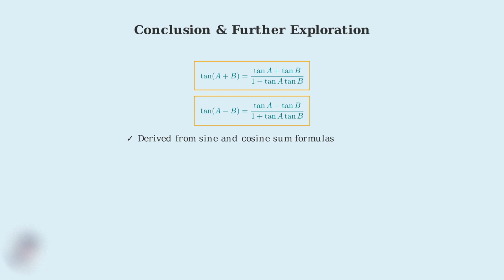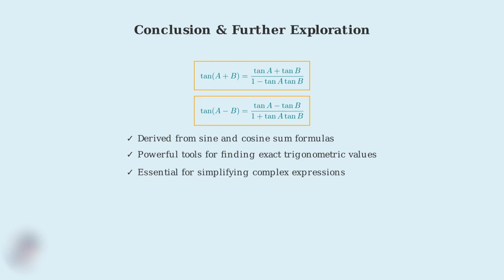We've accomplished several important learning objectives in this video. We derived these formulas from the fundamental sine and cosine sum formulas, showing you the mathematical reasoning behind them. We've seen how these formulas serve as powerful tools for finding exact trigonometric values for angles that aren't directly available on the unit circle, such as 15 degrees or 75 degrees. We've also demonstrated their effectiveness in simplifying complex trigonometric expressions, making seemingly difficult problems much more manageable. Most importantly, we've highlighted their essential role in advanced mathematics, including calculus, physics, and engineering applications.